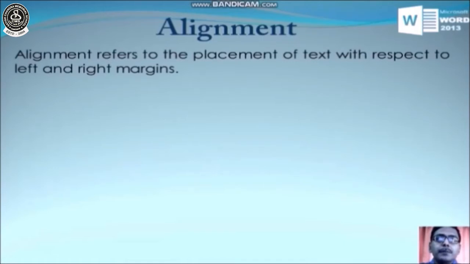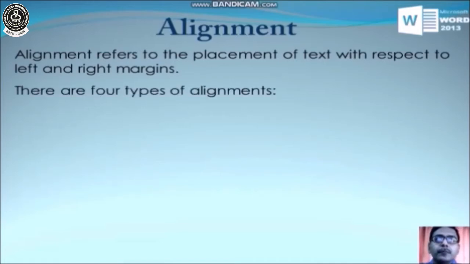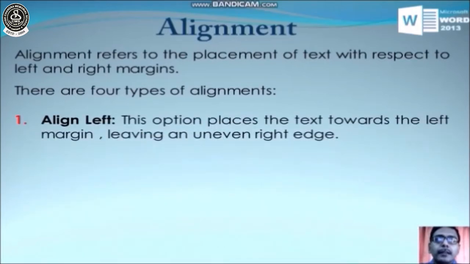Alignment refers to the placement of text with respect to left and right margins. There are 4 types of alignments. Align left. This option places the text towards the left margin, leaving an uneven edge on the right side. As you can see, this text is left aligned starting from the left, and the right side is uneven because the length of every line is not the same.